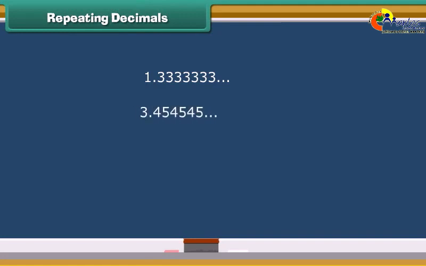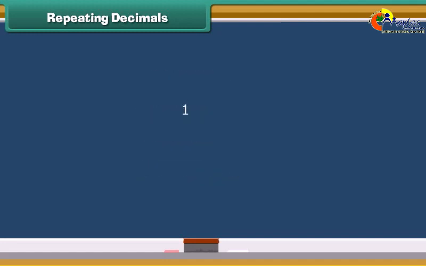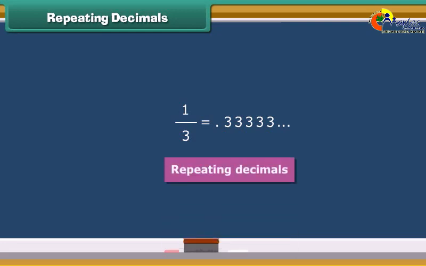Some decimals don't stop and go on adding numbers to the right forever. Look at the decimal numbers of the fraction 1 by 3. What did you notice? It starts with 0.33333 and just keeps on going on and on. So these decimals are termed as repeating decimals.